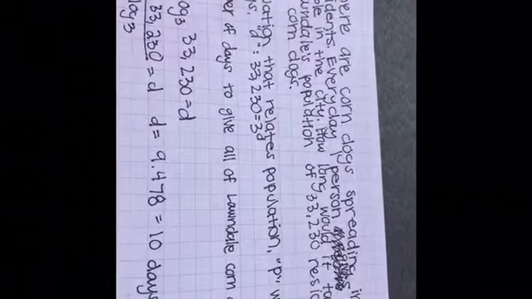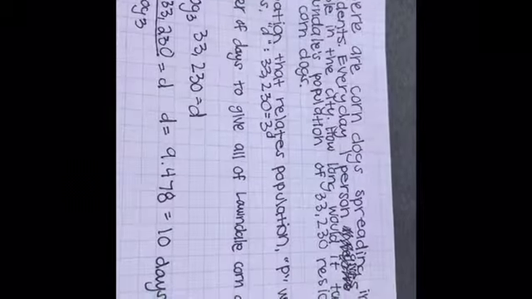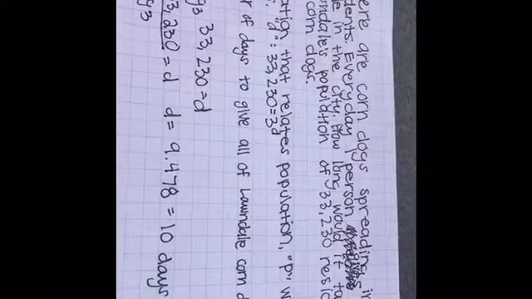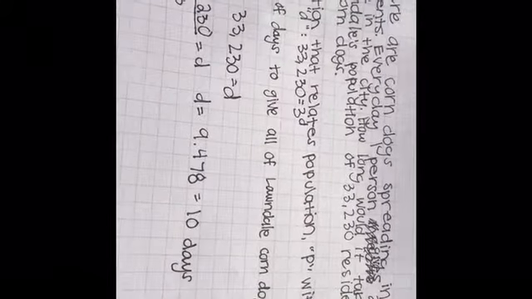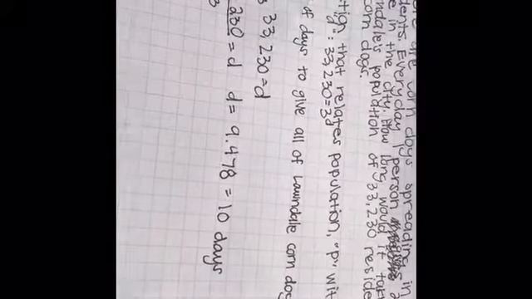There are corn dogs spreading in Lawndale. Every day, one person gives 2 other people in the city 1. How long would it take for Lawndale's population of 33,230 residents to get corn dogs? Equation that relates population P with days D: 33,230 equals 3 to the power of D. Number of days to give all the Lawndale residents corn dogs.